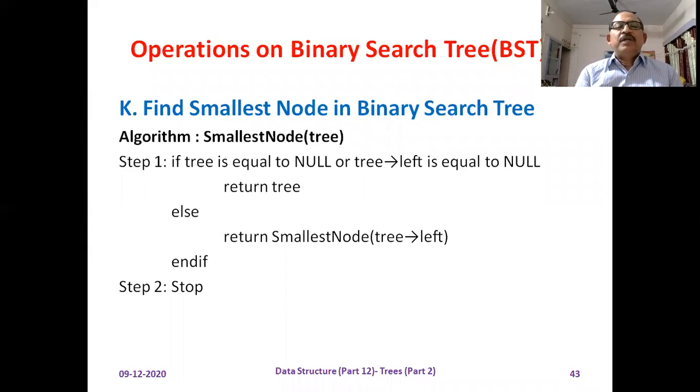Next, find the smallest node. Simple technique. Step 1: if tree is equal to null or tree left is equal to null, we simply return tree. And here, tree is the root node. Okay, else return smallest node tree left. And okay.